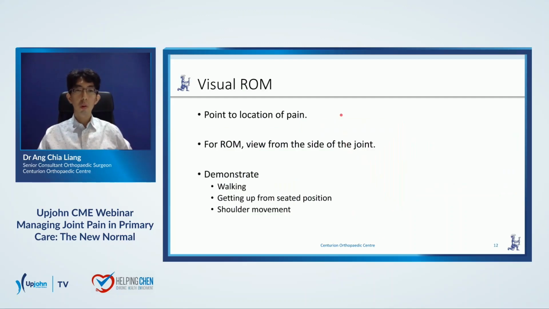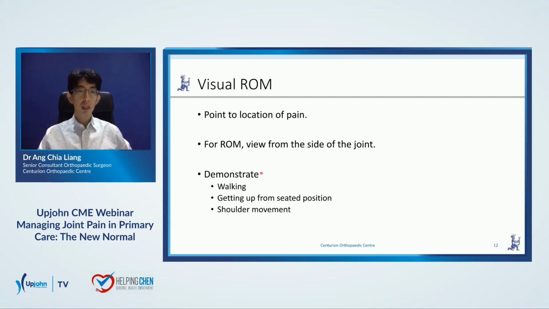And when the patients show you, they can point to the location of the pain. Usually I like to ask them to try and point using one finger. For range of motion, view it from the side of the joint. So if you want to see the range of motion of the knee, you have to ask the patient to stand perpendicular to the camera so that you're looking at the side of the knee.